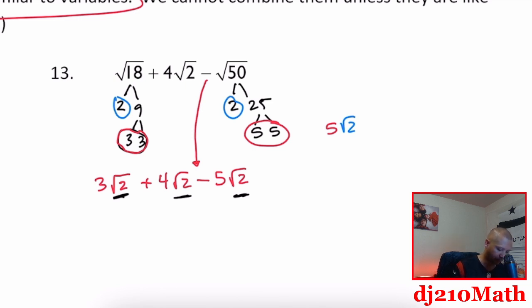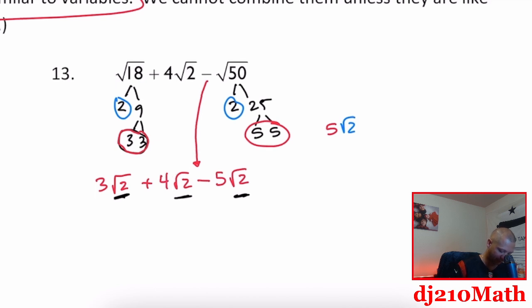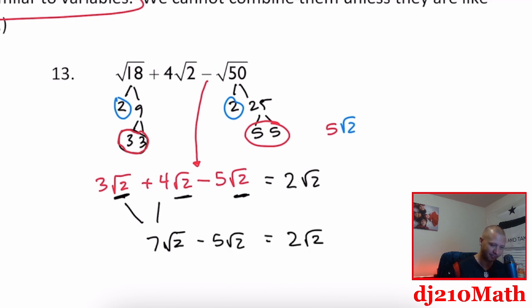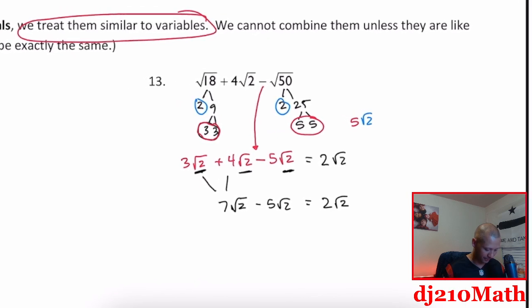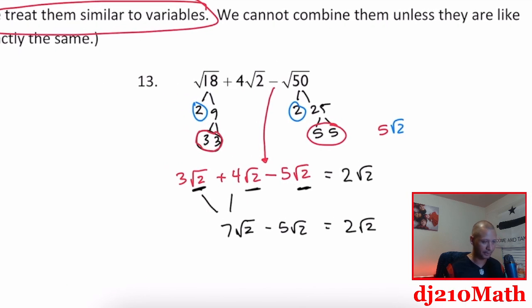So 3 plus 4 minus 5. 3 plus 4 is 7. 7 minus 5 is 2. So the answer is 2 root 2. Again, treat it like a variable, treat it like apples. 3 apples plus 4 apples is 7 apples. Minus 5 apples. Oh, it's 2 apples. If you treat it like apples, you'll never go wrong. So the big thing is that they all have to be the same.